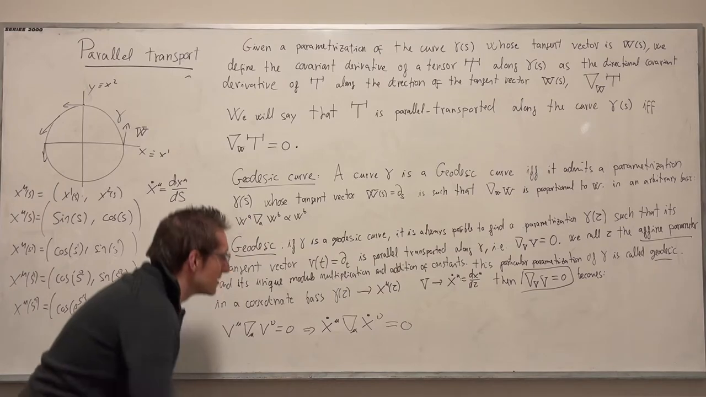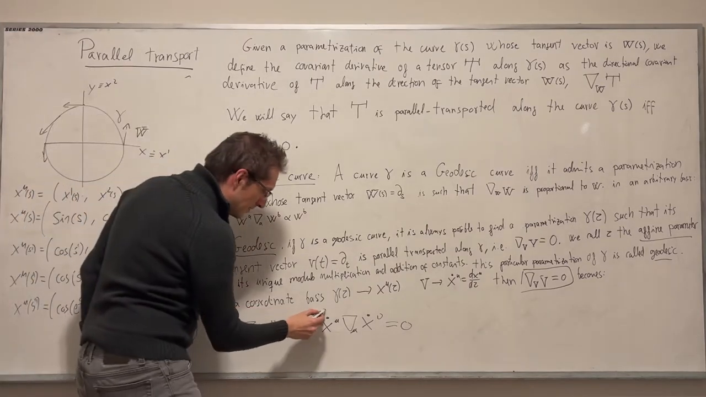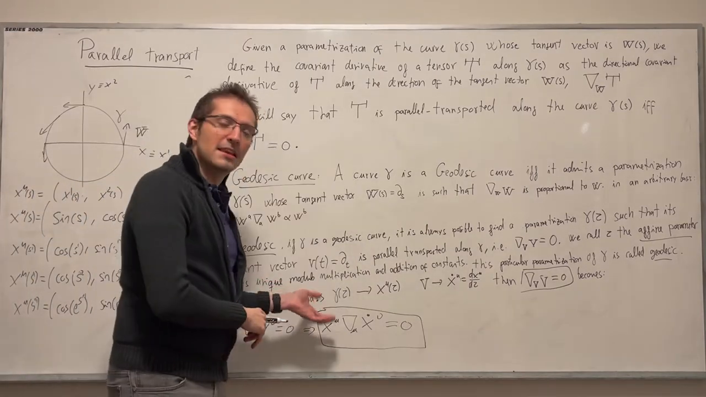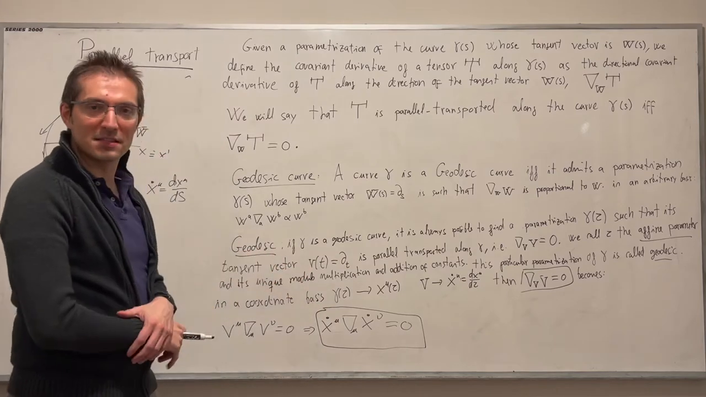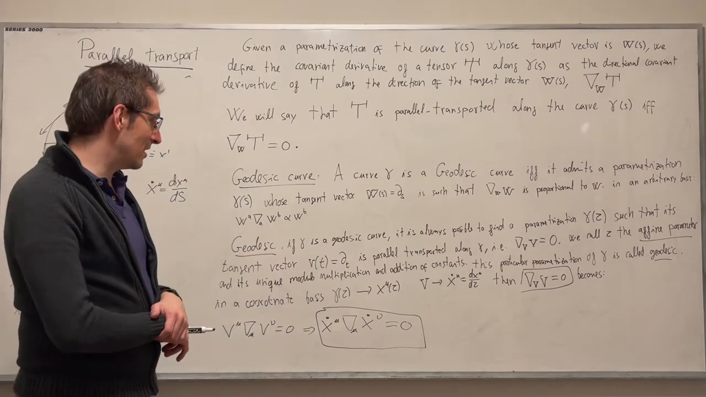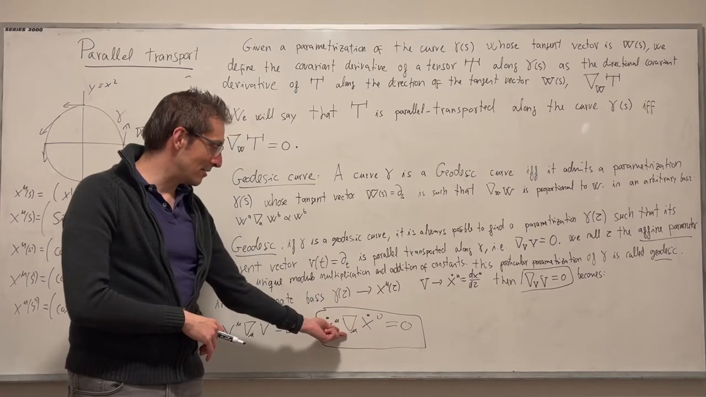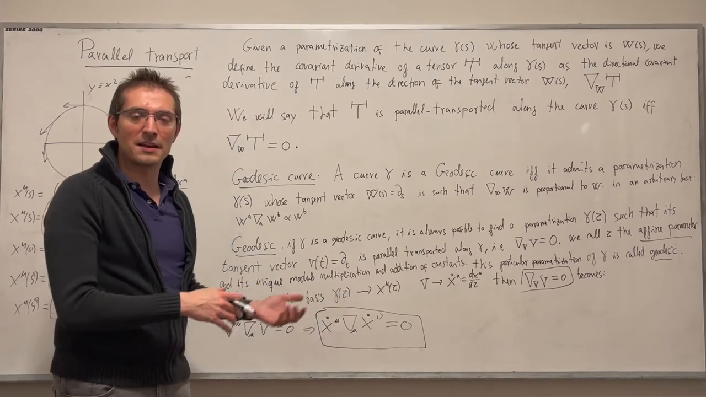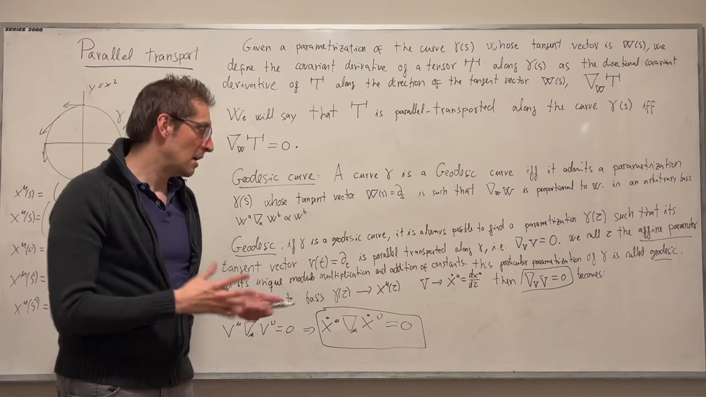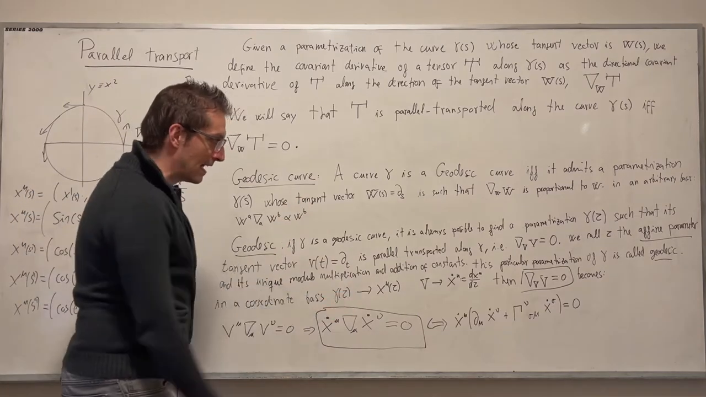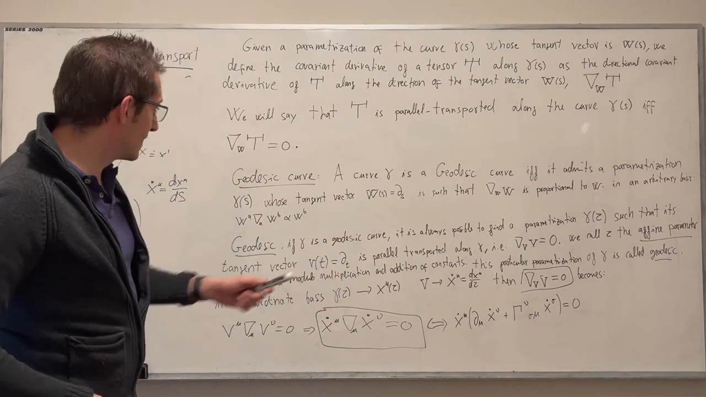So this is the geodesic equation. This is the equation that geodesics have to satisfy. We can expand it a little bit because this is a vector field, right? So this is the covariant derivative of a vector field. I can expand it in terms of the coefficients of the connection, and I can do that, like that. But this equation, I can simplify.